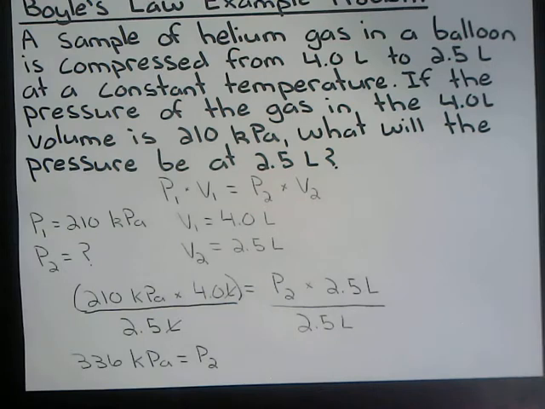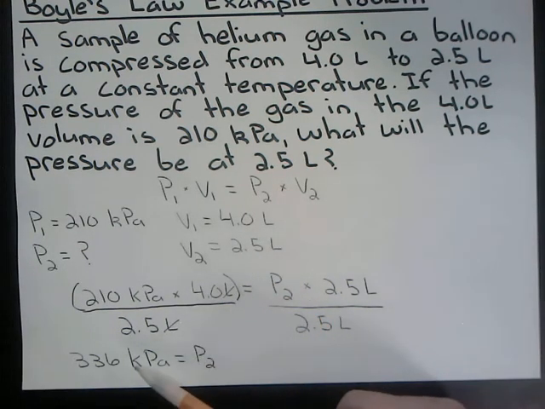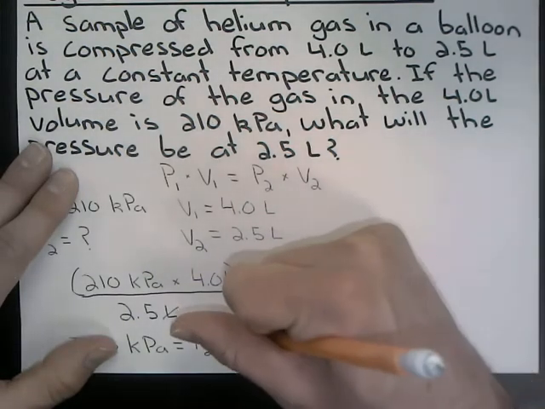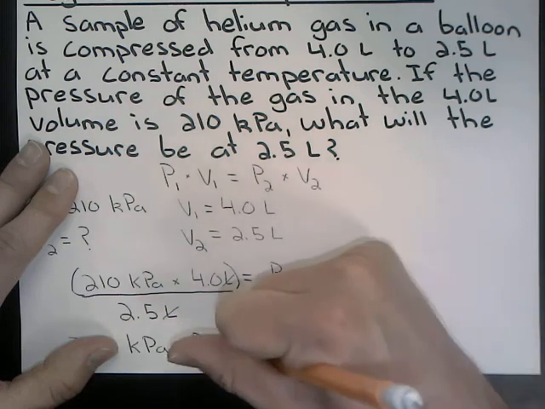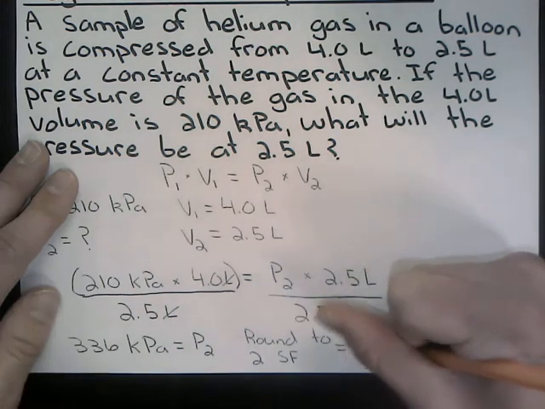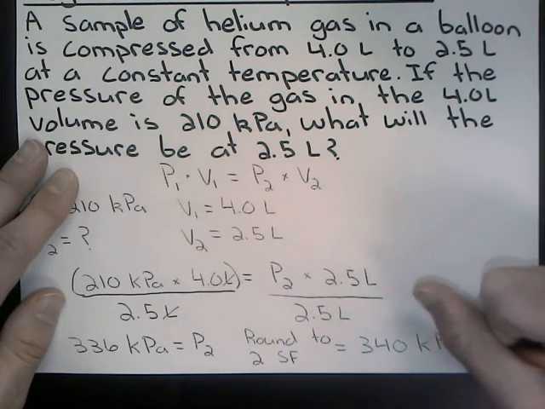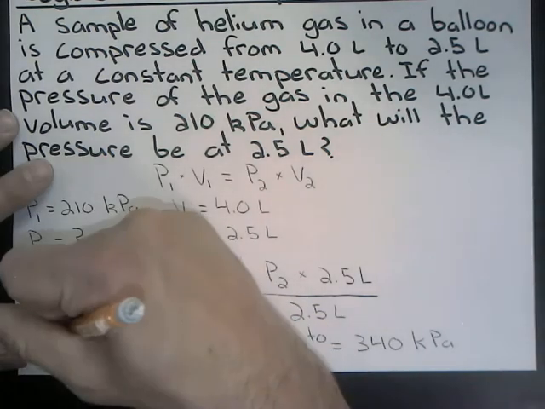Now, oftentimes here, because we only had what we call 2 significant digits, this number right here would be rounded to 340 kilopascals. So I'm going to put that down here. When we round to 2 significant digits, or sig figs here, this becomes 340 kilopascals. Again, I'm focused on getting the correct answer in our calculator, and then we can work out those significant digits.